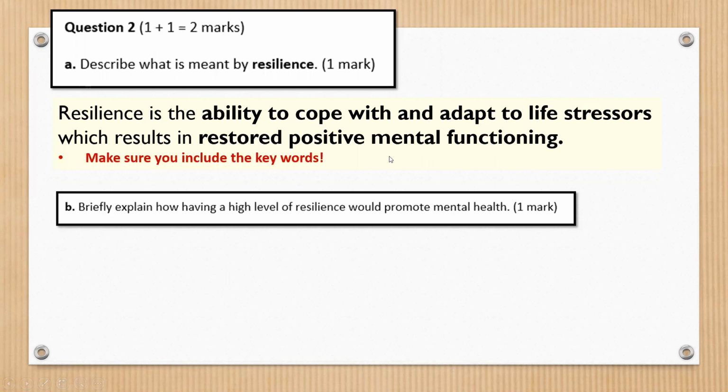Now, obviously, in a VCAA exam situation, if they asked you to describe what is meant by resilience with reference to an example, you would then probably see this question being worth maybe 2 or even 3 marks. The next part of the question is briefly explain how having a high level of resilience would promote mental health. So now you're not just defining the term, you're trying to unpack it and link it back to how it actually promotes mental health. You don't have to do it in extreme detail because it's only worth 1 mark, but just a brief link between resilience and mental health is what is required here.